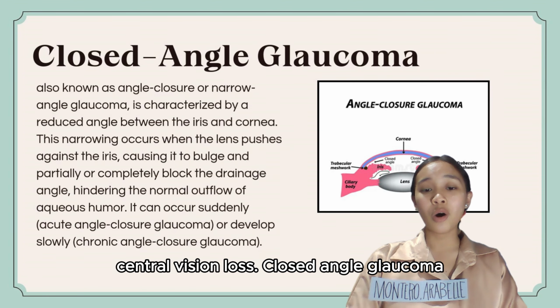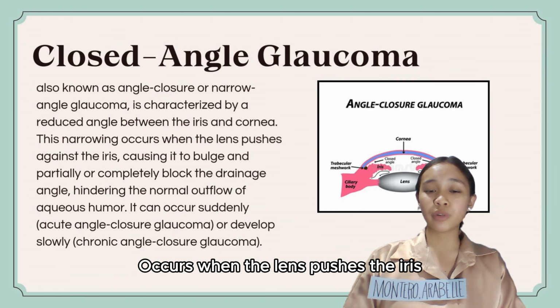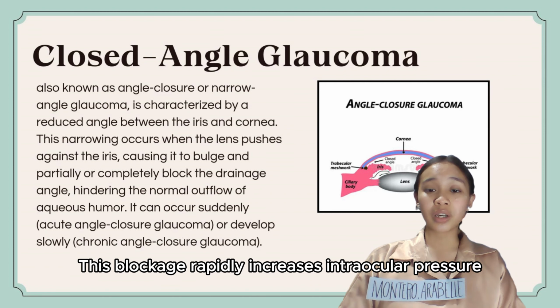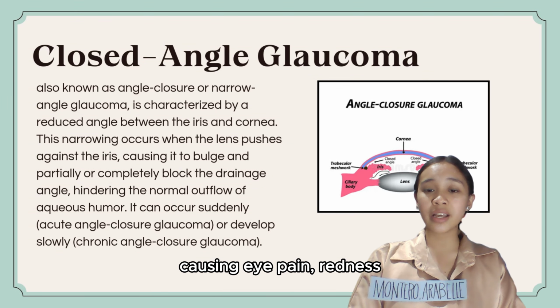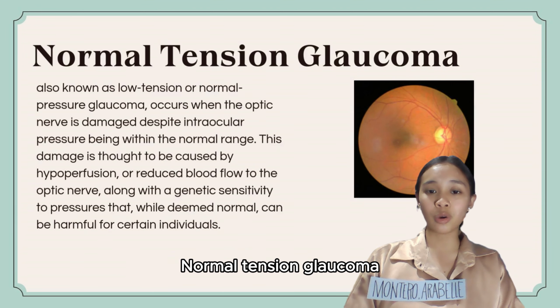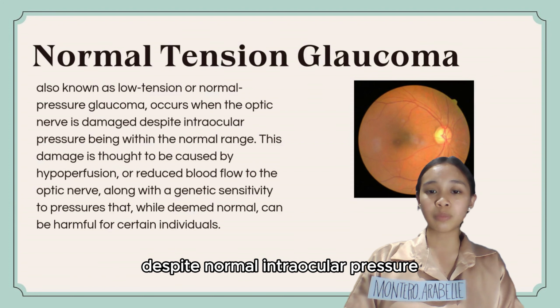Closed-angle glaucoma, also known as angle closure or narrow-angle glaucoma, occurs when the lens pushes the iris, narrowing the angle between the iris and cornea. This blockage rapidly increases intraocular pressure, causing eye pain, redness, blurred vision, and other acute symptoms. Normal tension glaucoma occurs when optic nerve damage happens despite normal intraocular pressure.